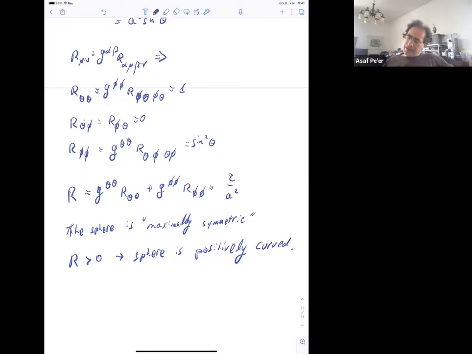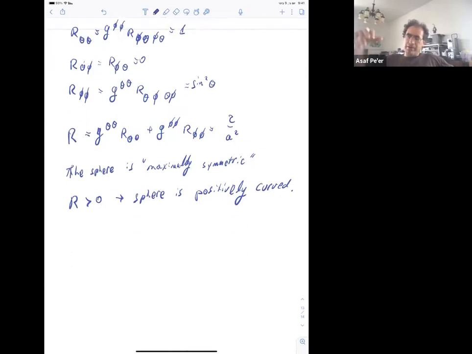Intuitively, what it means is that if you are sitting on a sphere somewhere and you look in each direction, it always curves the same regardless of which direction you're looking at. So if this is the sphere and you're sitting here, it always curves the same way, whichever direction you're looking at. And that's the meaning of positively curved.